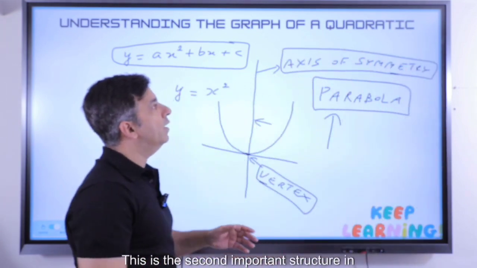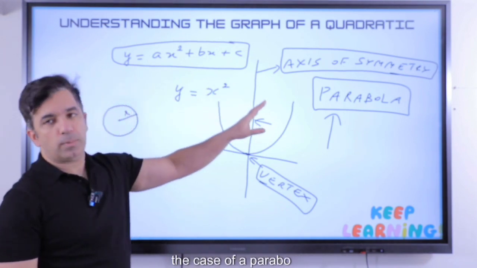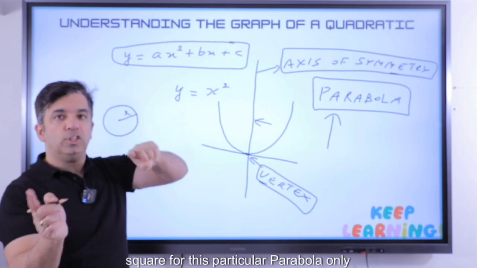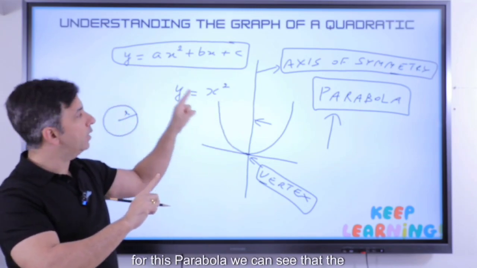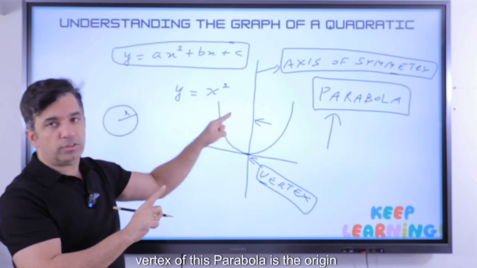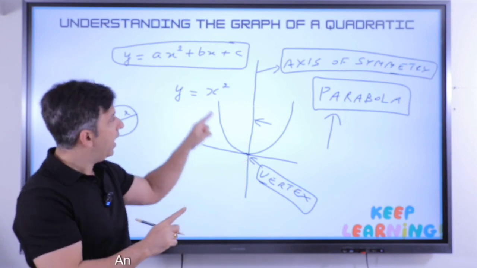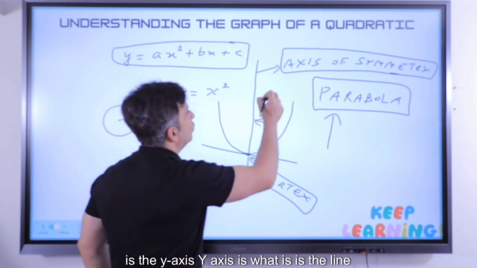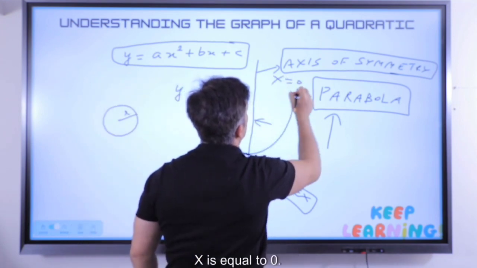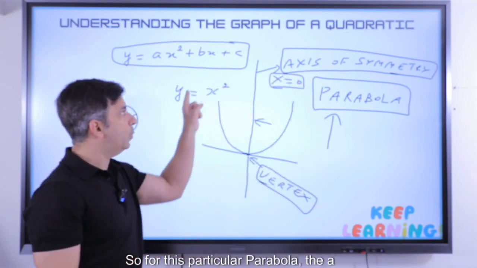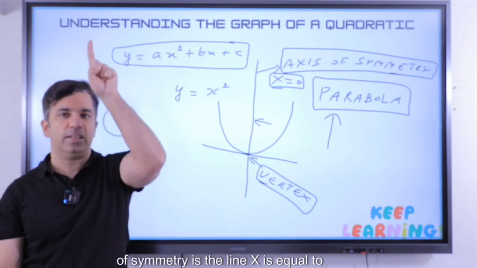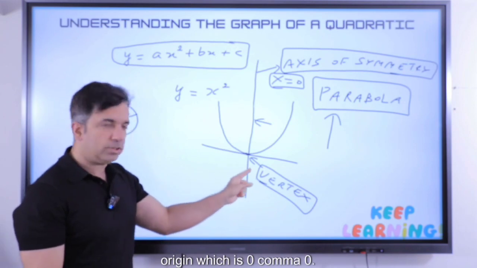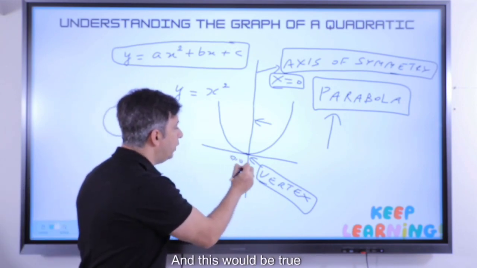This is the second important structure in the case of a parabola. So for y is equal to x square, only for this particular parabola, the vertex is the origin, and the axis of symmetry is the y-axis. The y-axis is the line x is equal to 0. So for this parabola, the axis of symmetry is the line x is equal to 0, and the vertex is at the origin, which is 0, 0.